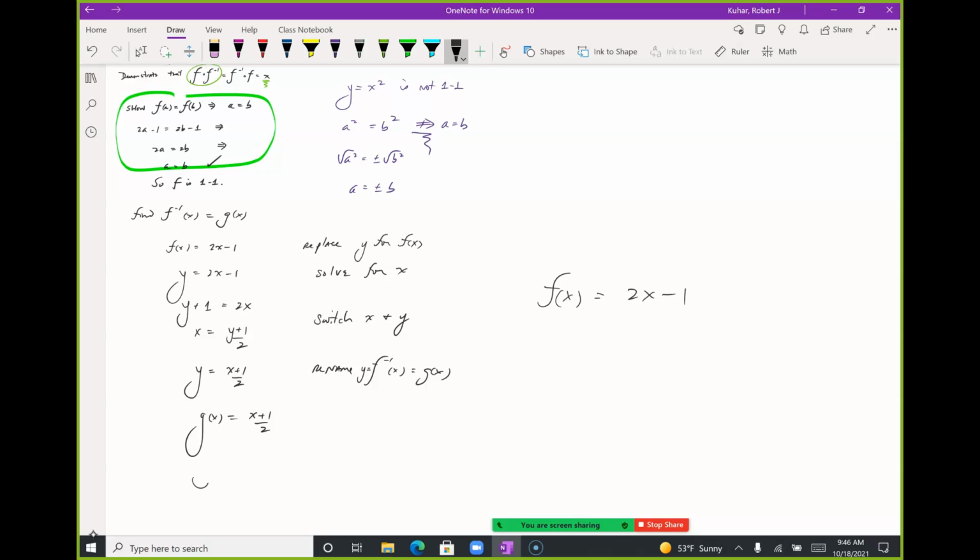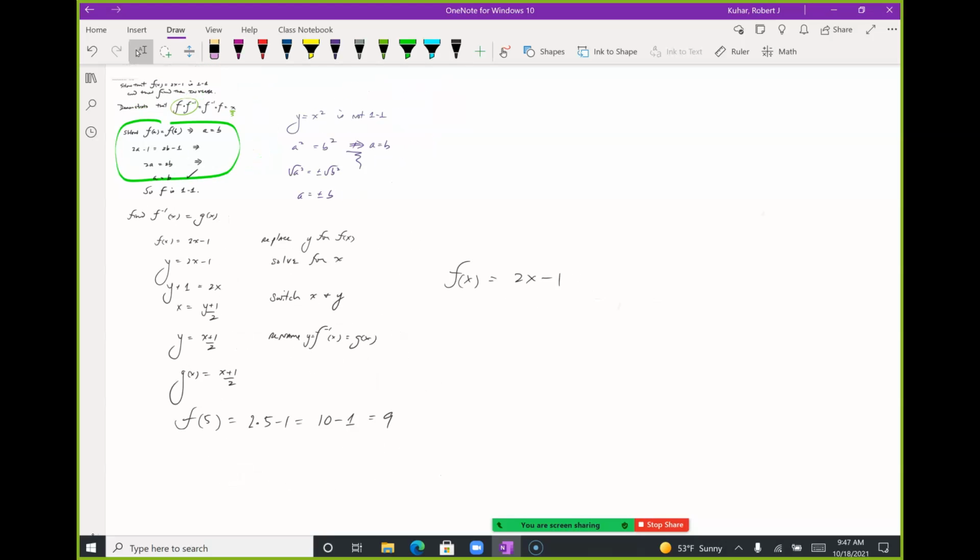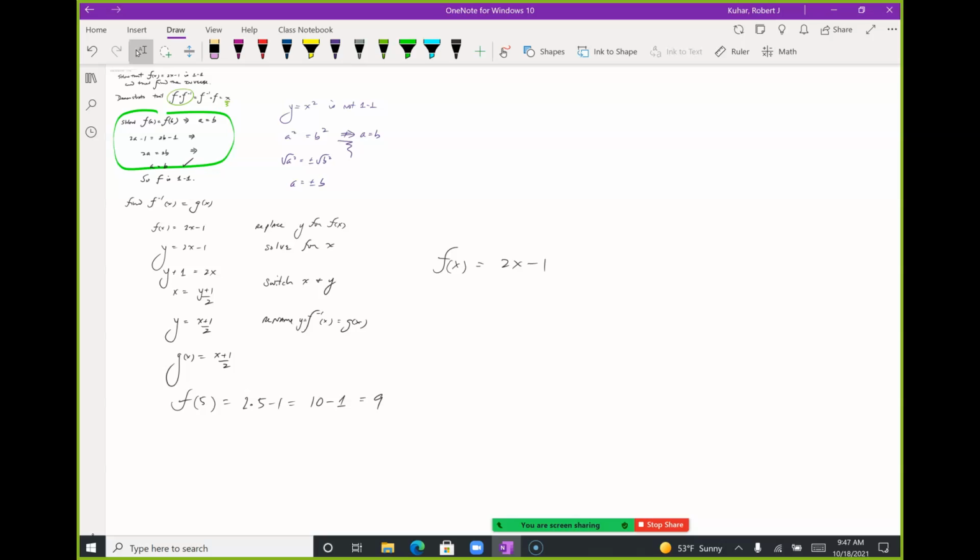Give me a value that's in the domain of f. 5? Sure. So f of 5 gives me 2 times 5 minus 1. That's 10 minus 1. That's 9. So my input was 5. My output was 9. Right? My input was money. My output was soda. But I want to get my money back. So I want to go to g and put 9 in. So g is 9 plus 1 all over 2. That's 10 over 2, and that's 5. So my domain and range switch. The inputs become outputs and vice versa.